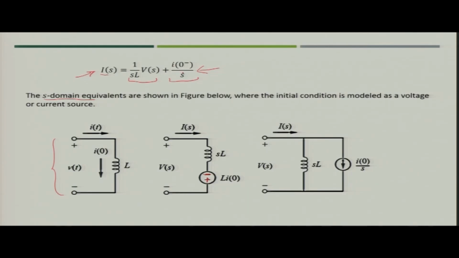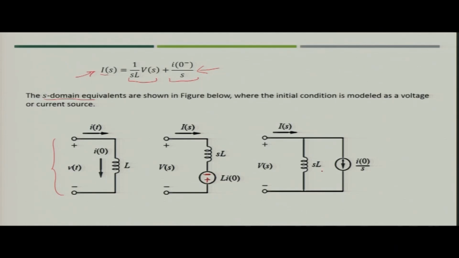So, this will be the value of a current source, that will represent the initial condition, that is the initial current flowing through the inductor. So, i(0) by s, the direction will be downward because it is positive. So, current I(s) will give you the same direction for the fictitious current source which you will add for representing the initial condition of current flowing through the inductor.